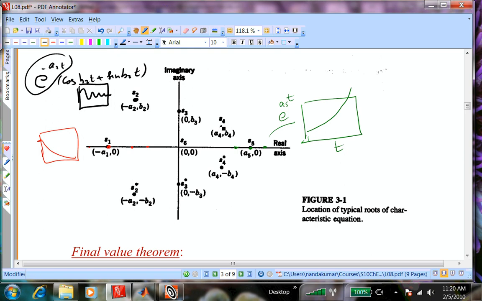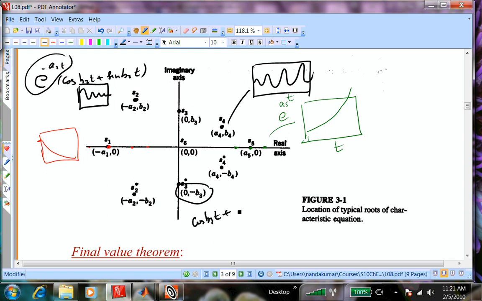Similarly, if the real part is positive, what will happen? The solution will oscillate and expand. It blows up. Again, we don't want that. We don't want blow up, either exponentially, monotonically, or in an oscillatory fashion. What happens if it is right on the imaginary axis? The magnitude will stay constant, because the magnitude is controlled by the e to the power term. If there is no such term, e to the power 0t, which is 1, then with the imaginary part b3, the solution will be cos b3t plus sine b3t. This gives a sustained oscillation with constant amplitude.